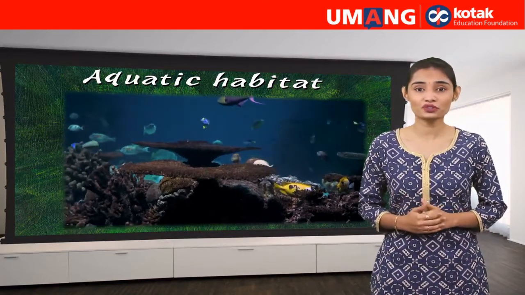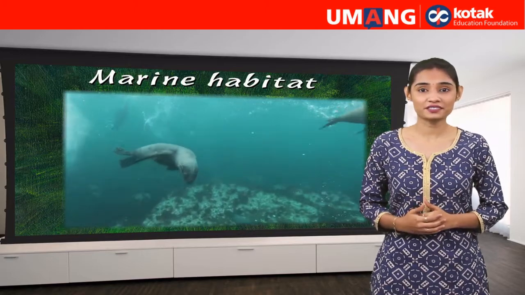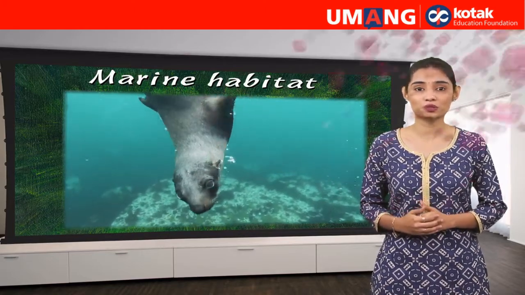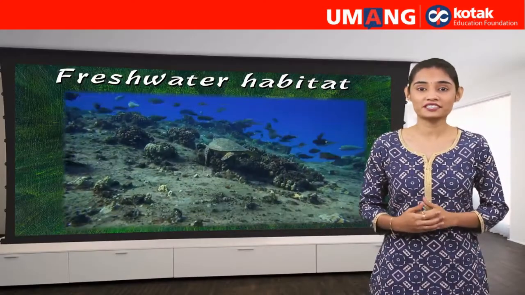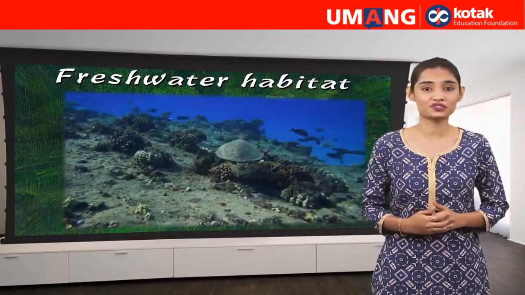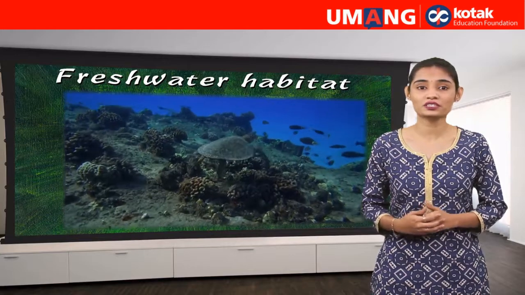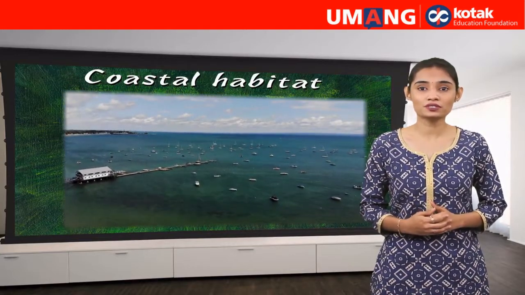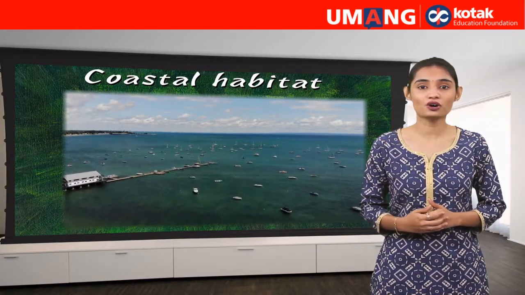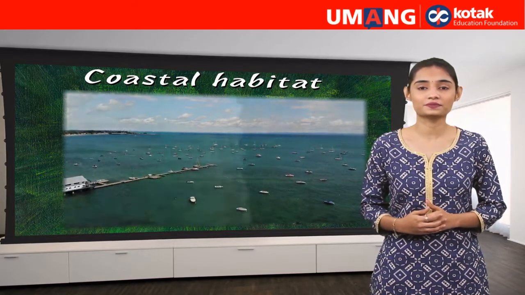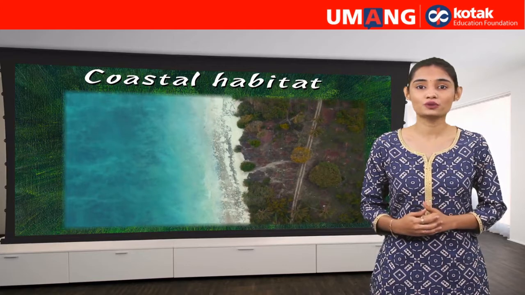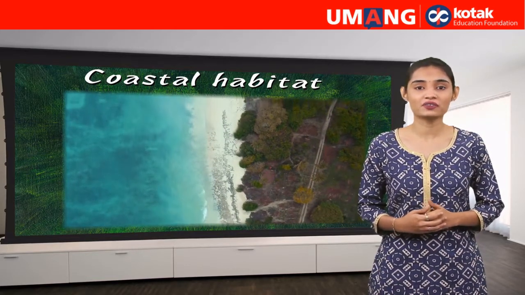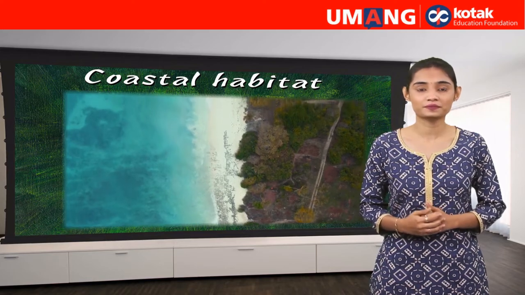Shall I tell you a few? Marine habitat. This includes the seas and oceans around the world. Freshwater habitat. This includes rivers and lakes where the water is not salty. Coastal habitat. The coast is where the sea or ocean meets the land. Sometimes the coast has beaches.